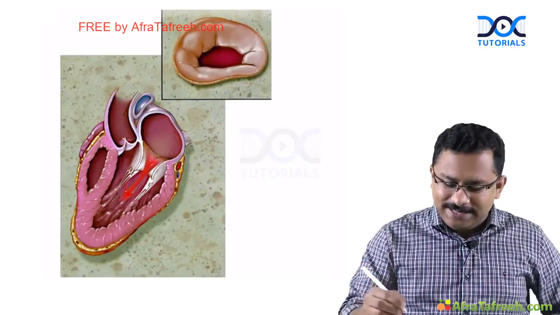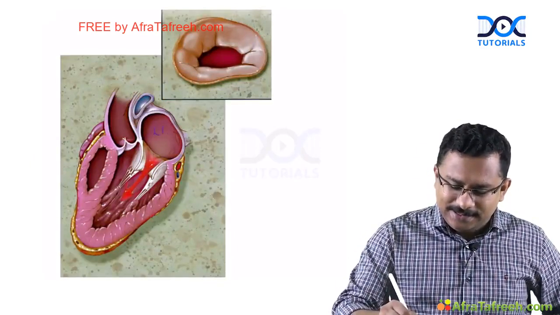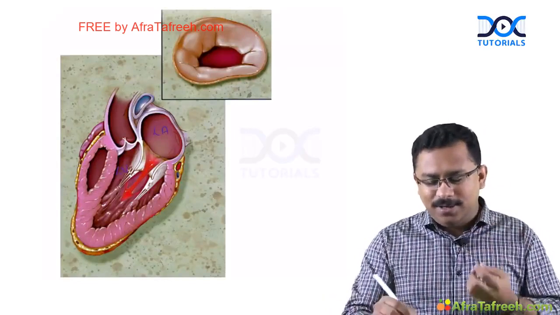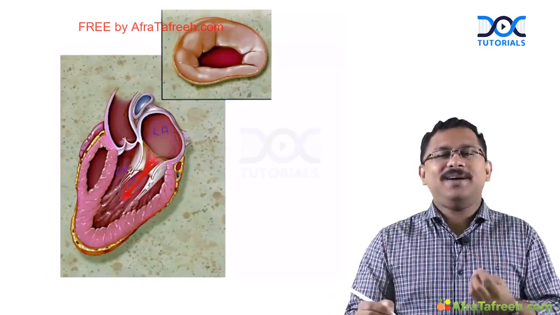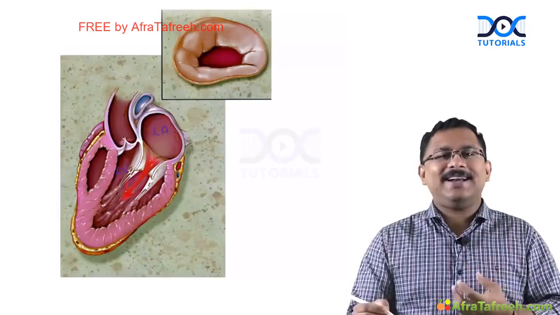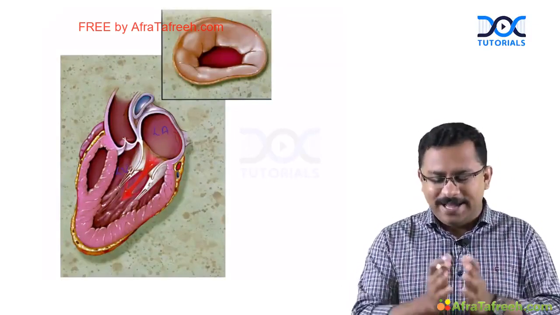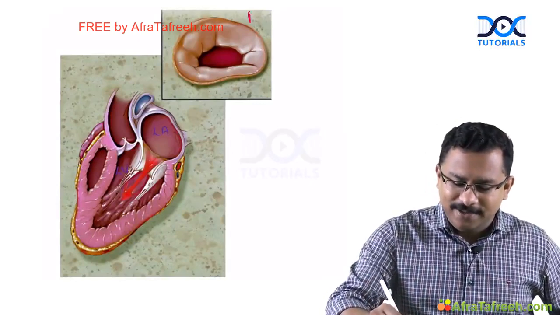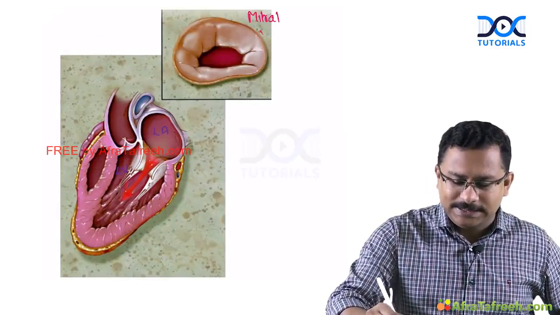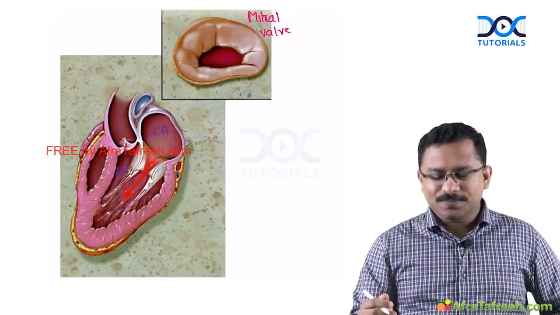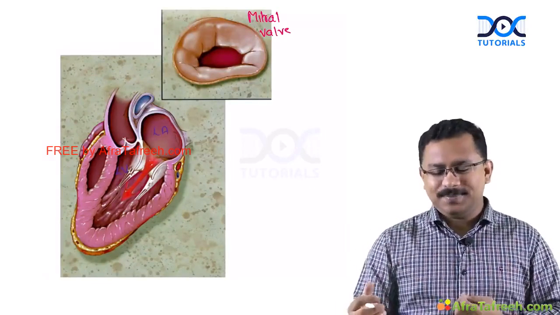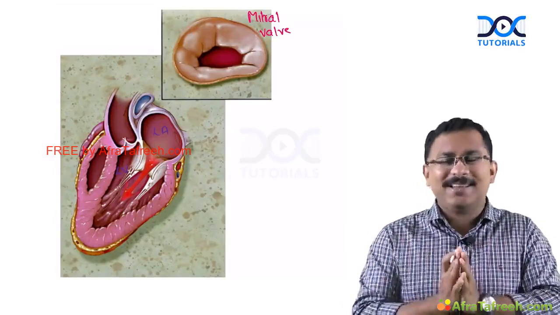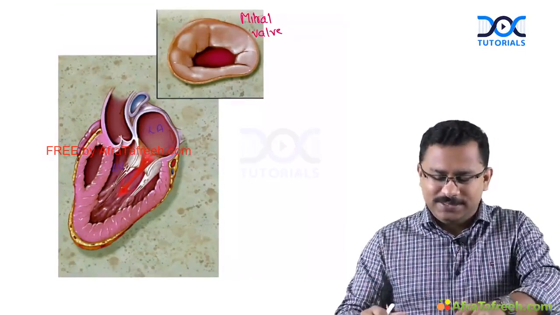You can clearly see this is the LA, this is the LV, and the red arrow is pointing to the flow of blood from the LA to LV. The ventricle is getting filled. The valve is open, and this is the mitral valve here in the inset that you are seeing. It almost forms a ring, consisting of two leaflets. This is what happens in normal individuals during diastole.